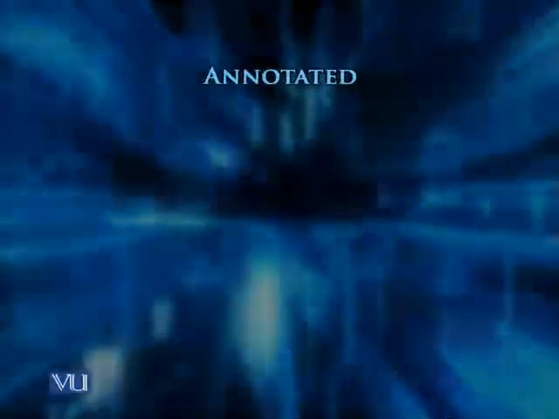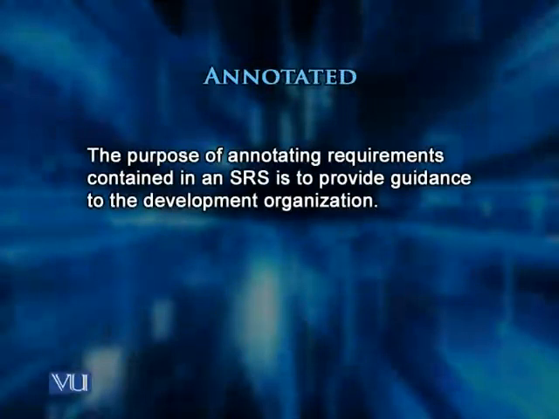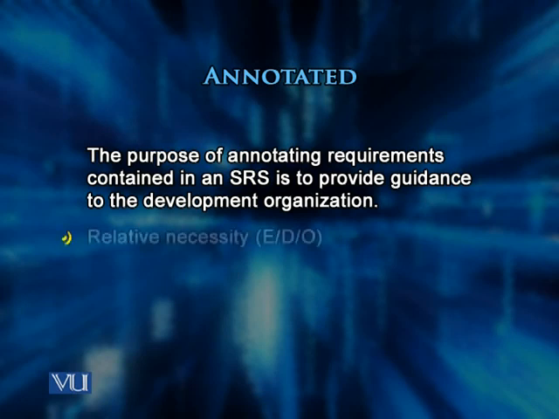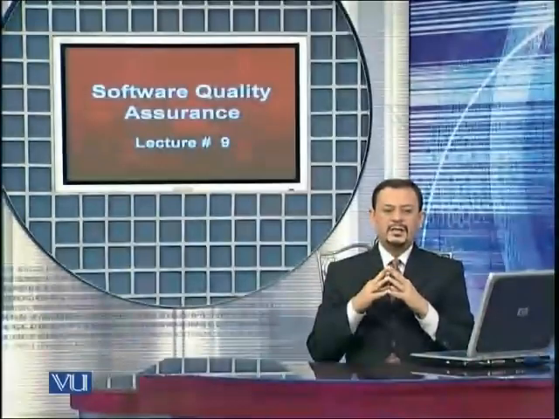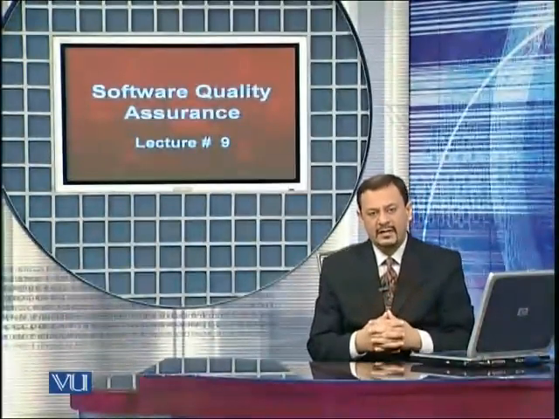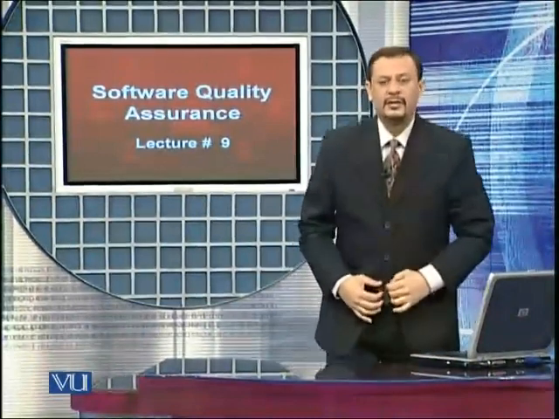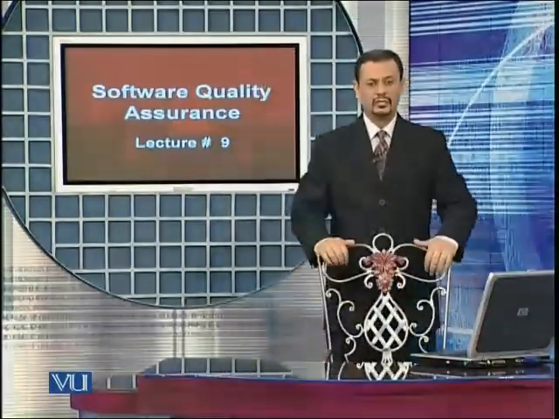An SRS is annotated. The purpose of annotating requirements contained in an SRS is to provide guidance to the development organization. The annotations can be through relative necessity, that is, it is essential, it is desired, or it is optional, or by relative stability, that such and such requirements are stable, such and such requirements are volatile, and that way the designs can be built around those requirements.